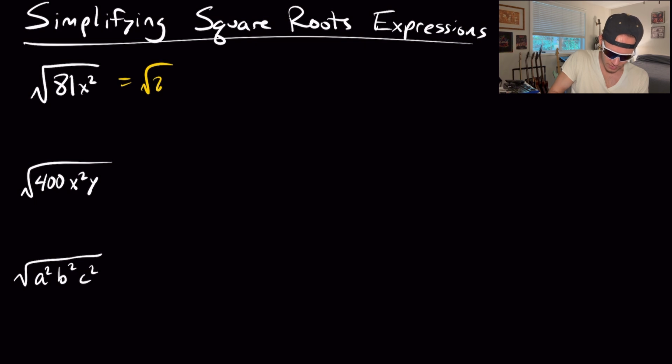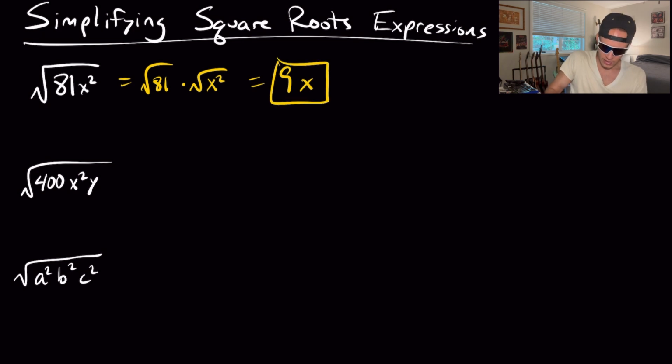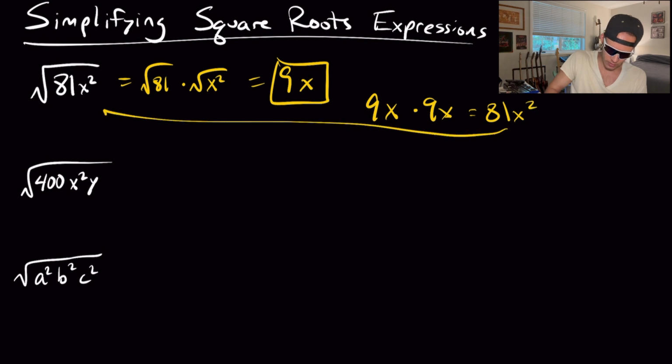So here I have 81x squared, or 81 times x squared. From our last video, I know that I can separate those two and give each of those terms its own square root. So the square root of 81, well, that's 9. And the square root of x squared, what times itself is x squared? Well, it's just x. x times x is x squared. So 9x is our answer. And if we take 9x and square it, or multiply it by itself, we're going to get 81x squared, which is exactly what we started with from the beginning.